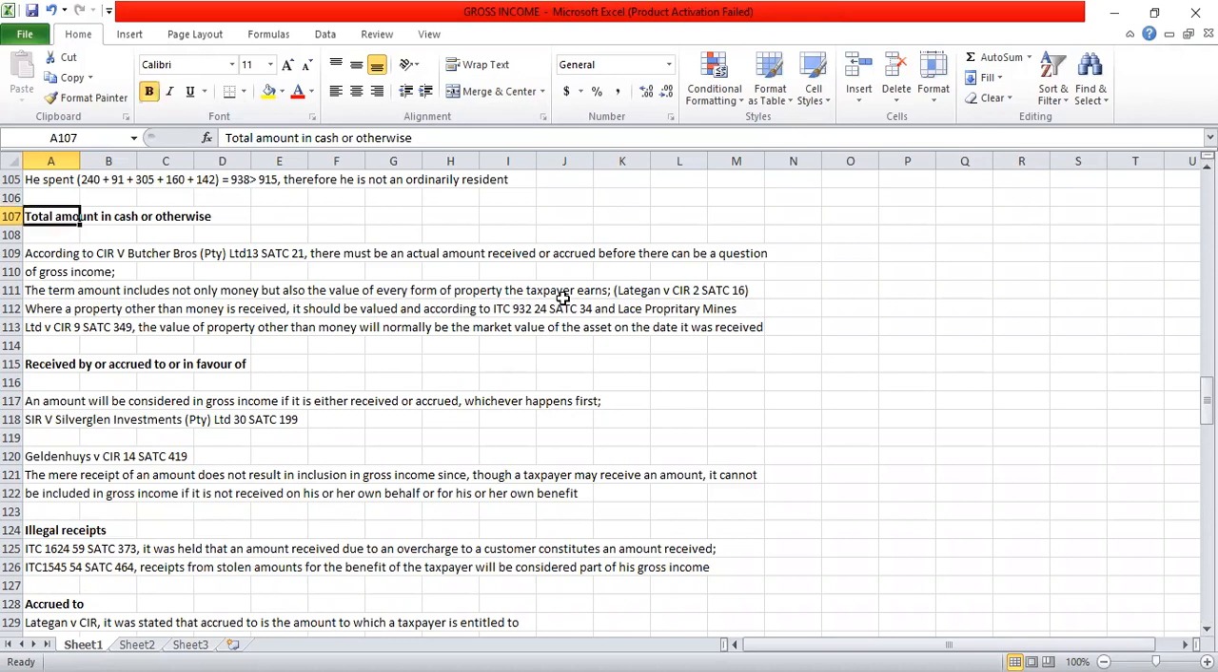Right. Now, the second thing: for you to be taxed, there should be a total amount, in cash or otherwise. So an amount is not necessarily cash. It can be, you can be given a laptop. You find the value of that laptop.